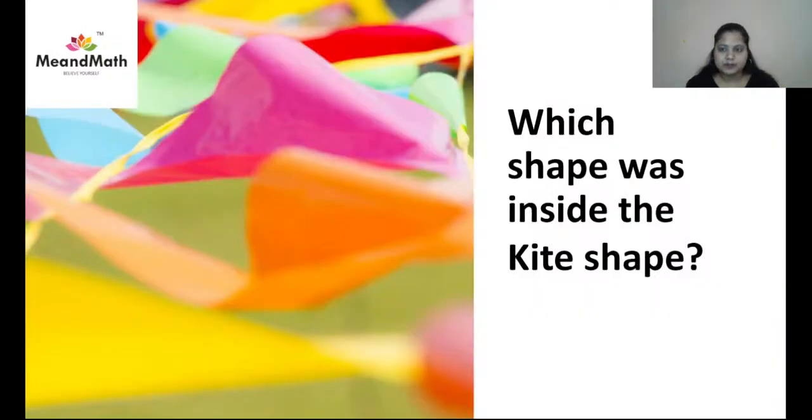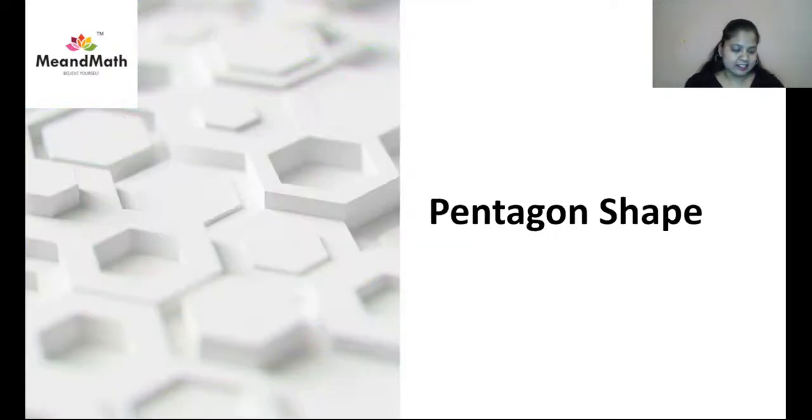Now, third question. Which shape was inside the kite shape? So you know what a kite looks like, right? We fly them sometimes. Yes. So which shape was there inside the kite shape? Okay, let us see the answer and see who answered it correctly. Pentagon shape. Very nice of all of you who have answered it correctly.